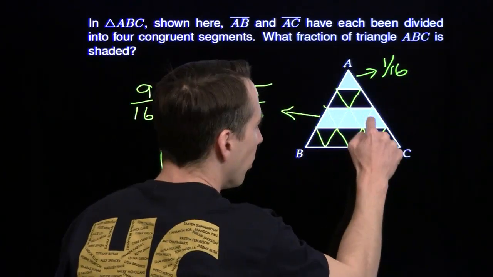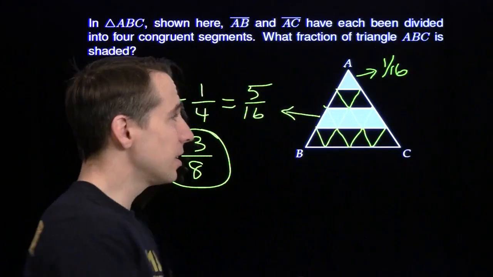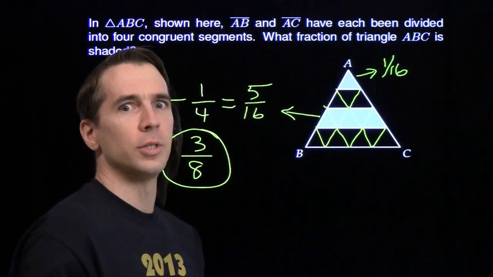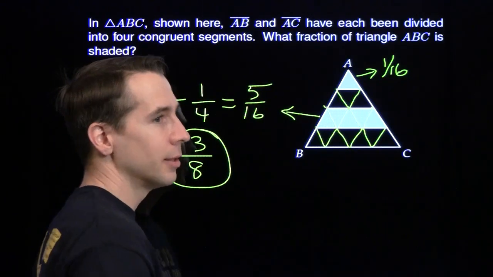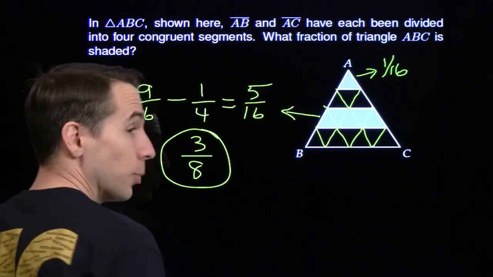1, 2, 3, 4, 5, 6. We got 6 of these little triangles out of these 16 congruent triangles. So the shaded region is 6 out of 16. That's 3/8. That's pretty slick, Harvey. This is why we keep you around.